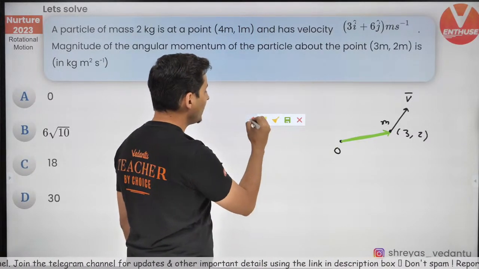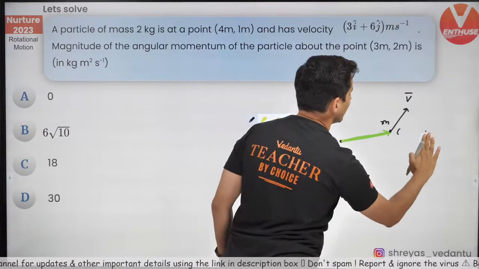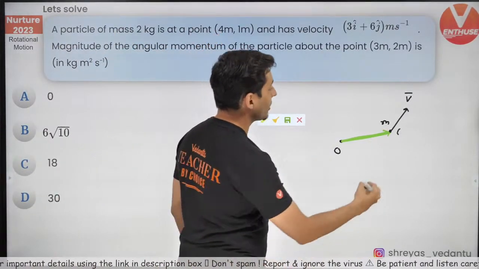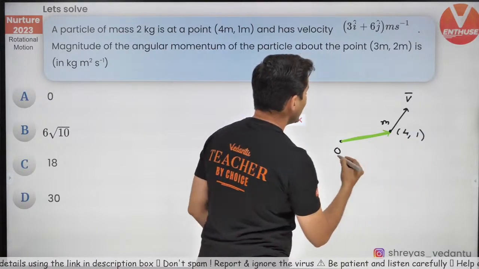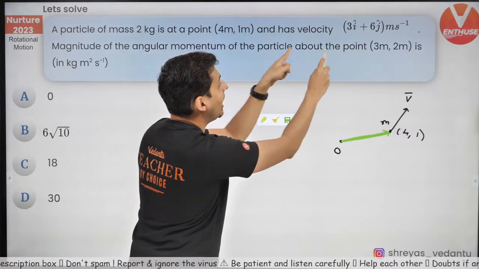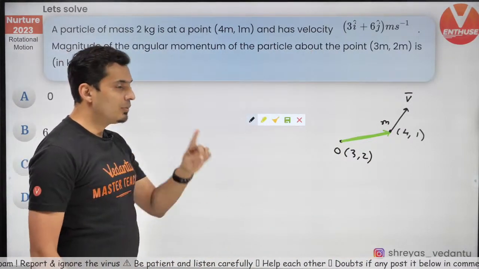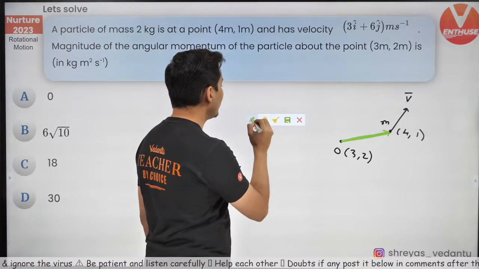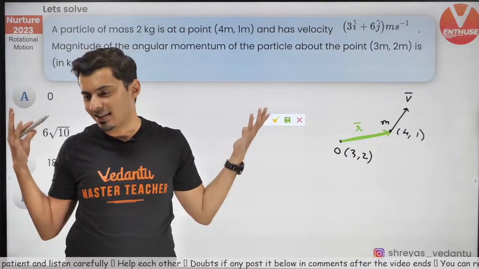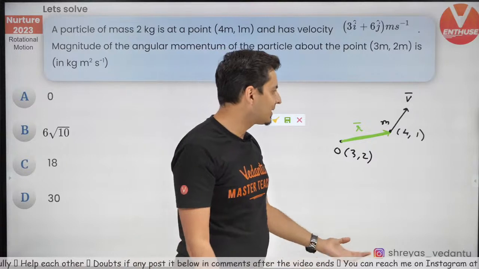Sorry, my warriors, this is not 3, 2. So the particle is at a point 4, 1, and the particle angular momentum has to be found about the point 3, 2. So the first thing that you should do is figure out what this position vector is. I think that's very easy. You have done this so many times.